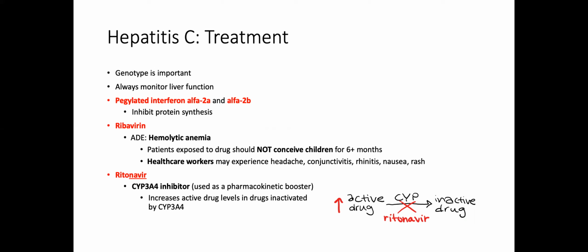So ritonavir is going to be a CYP3A4 inhibitor. And remember that it's going to stop CYP, so we're going to increase activity of the drug. It increases drug levels when inactivated by CYP3A4. So basically it's just going to be a booster for these other drugs.